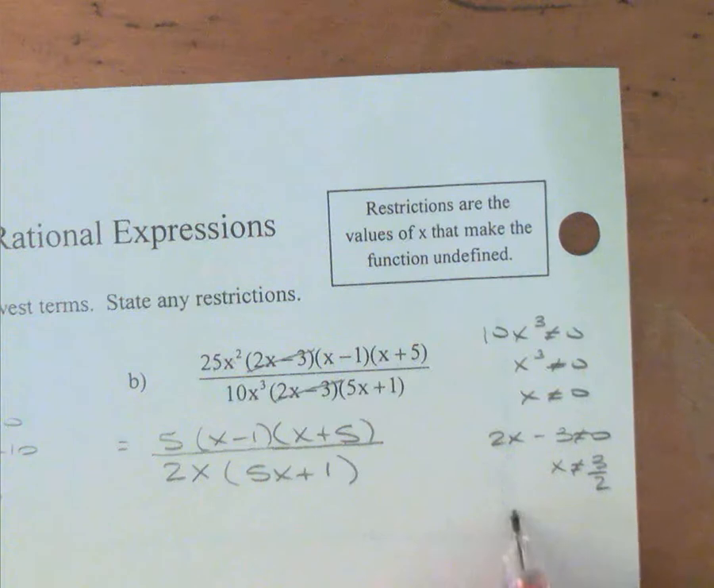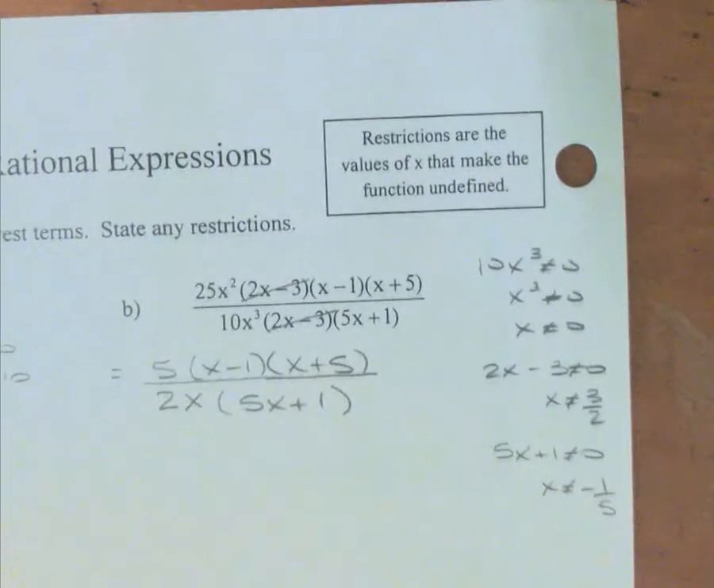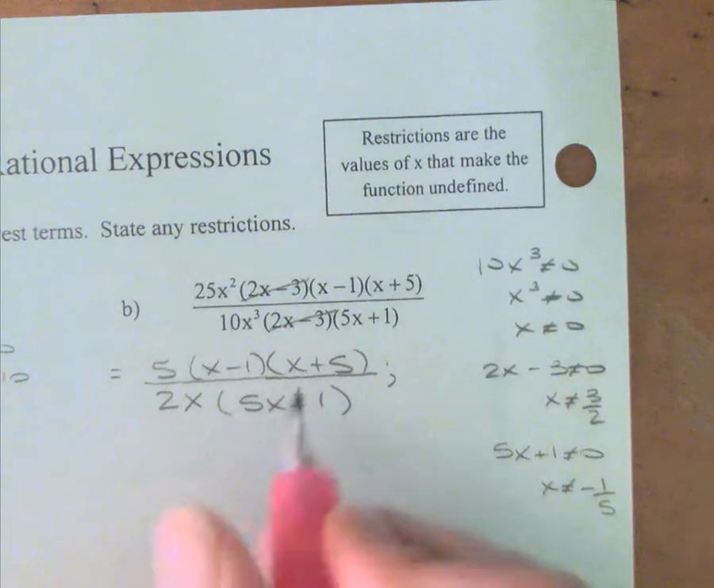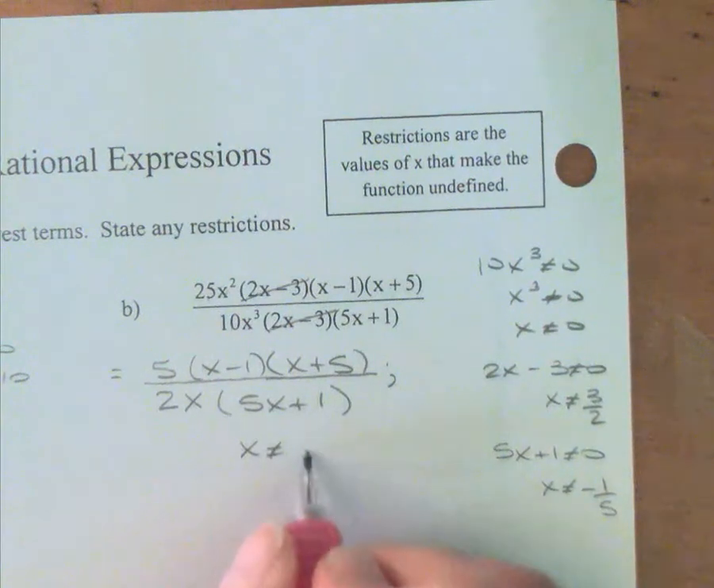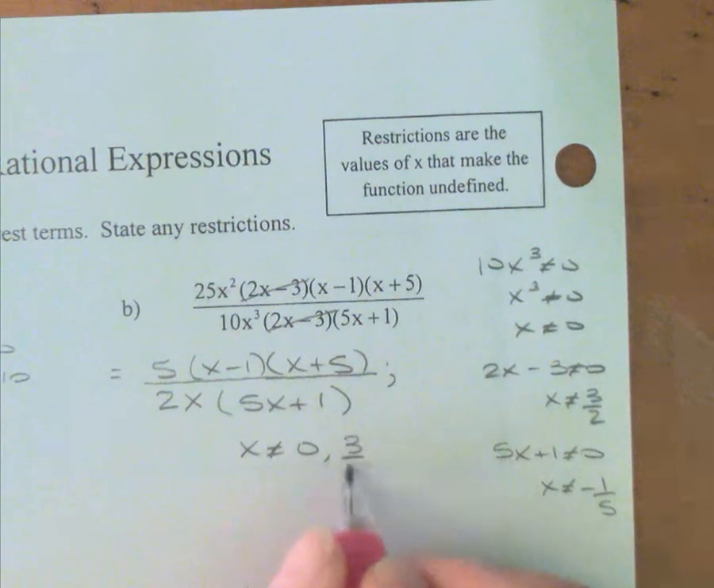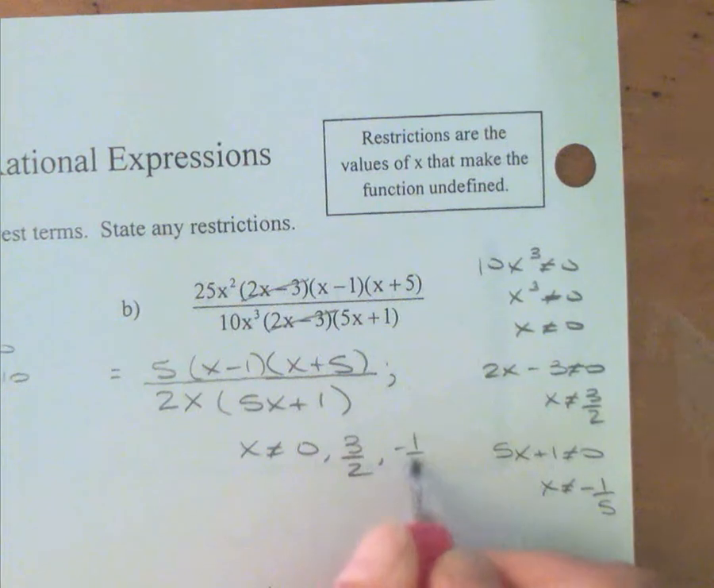Same thing with the last one. I have 5x plus 1 cannot equal 0. It's going to be the opposite of this divided by this. So x cannot equal minus 1/5. So that is my answer, where x cannot equal 0, 3 over 2, and negative 1/5.